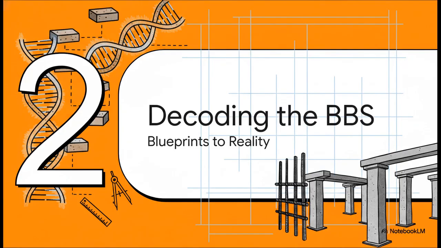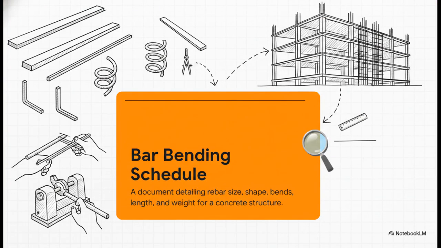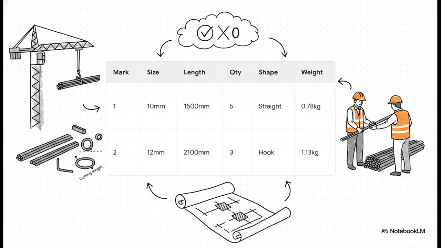Moving to part 2, decoding the BBS and translating those blueprints into reality. So, how exactly do we write out this DNA code? Well, a bar bending schedule, or BBS, is basically a highly detailed set of instructions. It gives the exact specs for fabricators and site contractors to accurately cut, bend, and place the rebar perfectly according to the structural design. Without it, you're essentially just guessing at the skeleton of your building.